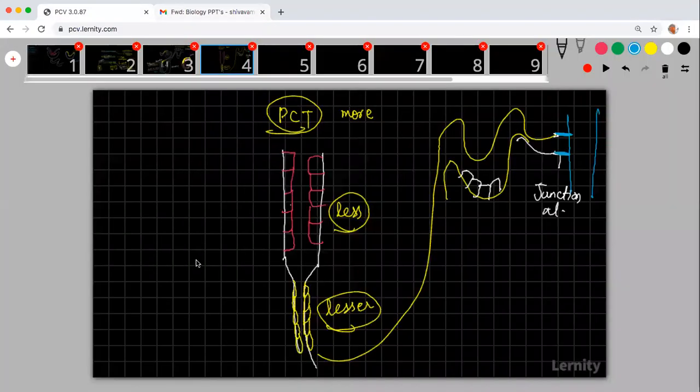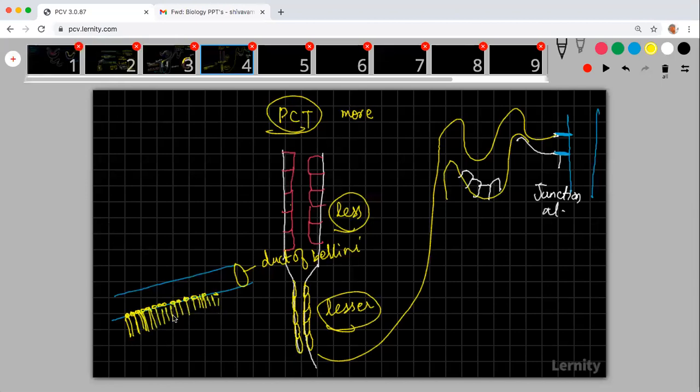Now, let us say that this is the duct of Bellini, and the collecting duct will be opening here. Numerous things will be opening into this. So this common duct is called the duct of Bellini. From here you have this, and you have this. All these nephrons will be collecting duct, and the DCT will come and attach here. All these will send the urine, and this common duct is called the duct of Bellini.